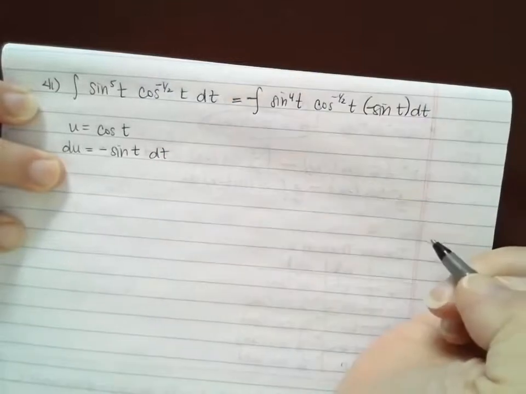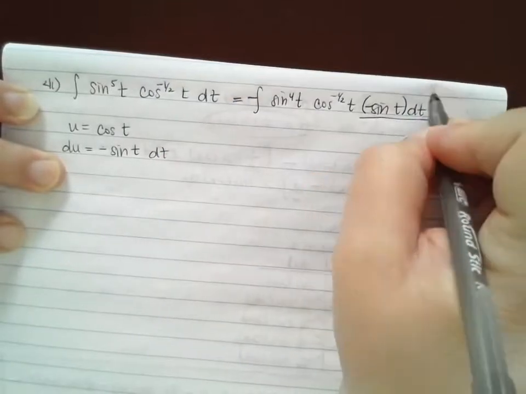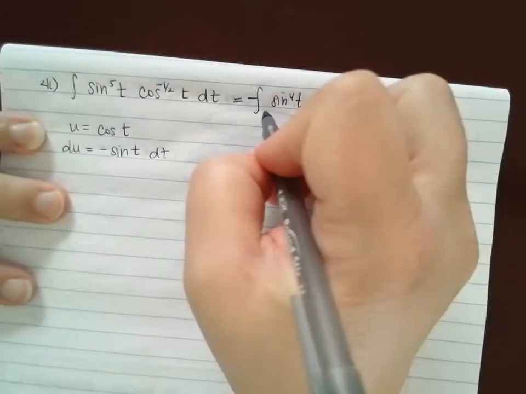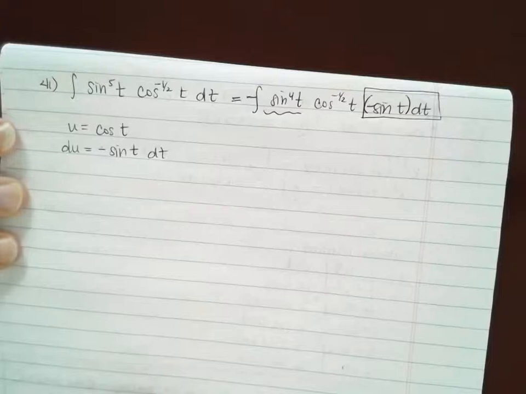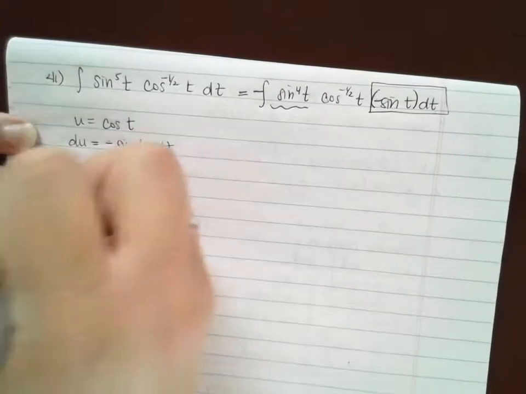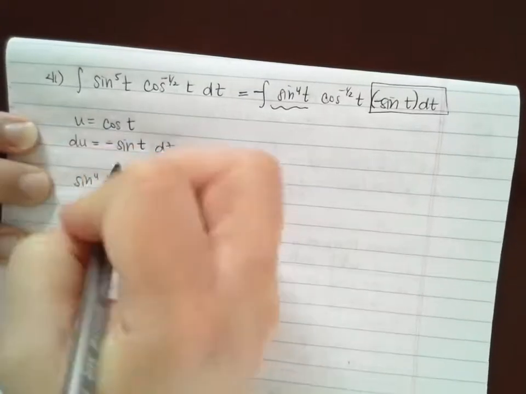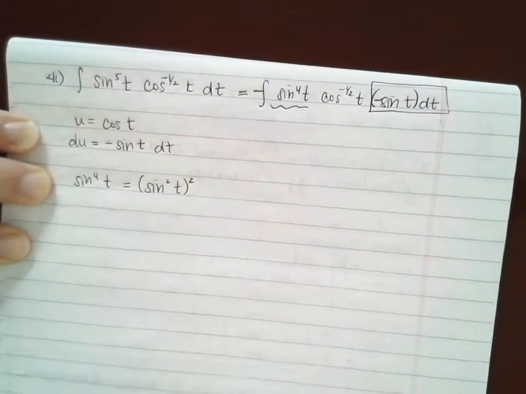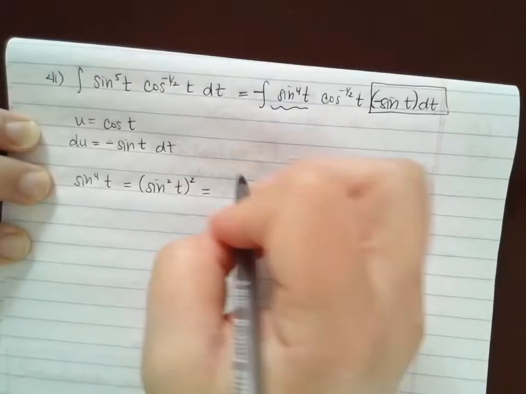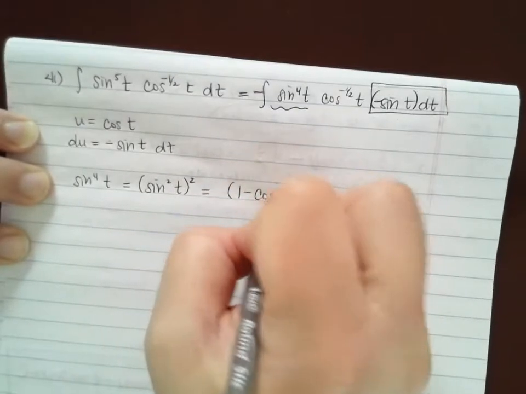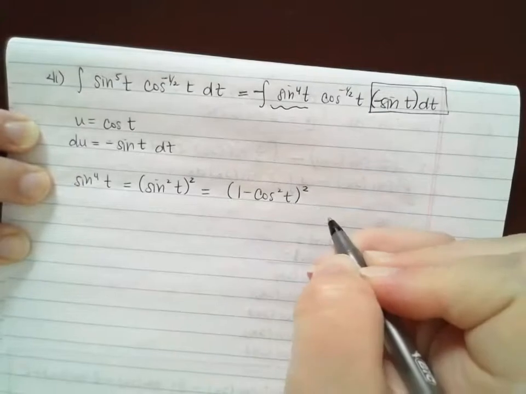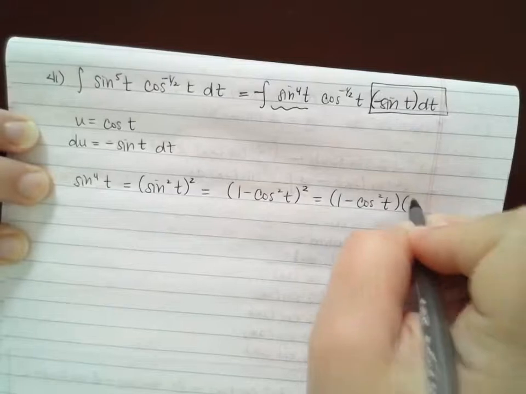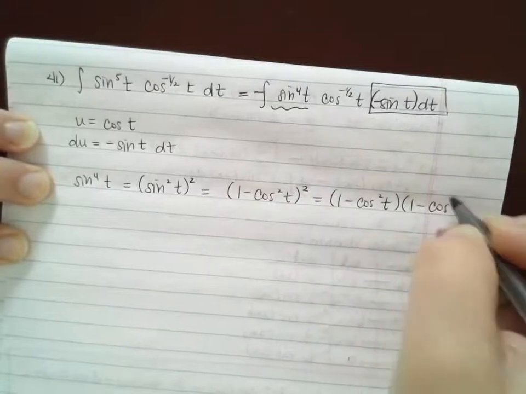Balance it. This portion right here is all ready to go for a cosine integral, but this sine to the 4th is getting in the way. I'm going to do some manipulations down here. Sine to the 4th power is equivalent to sine squared squared. I know that sine squared is equivalent to 1 minus cosine squared. So what I'm in essence going to have to do is double distribute 1 minus cosine squared t.